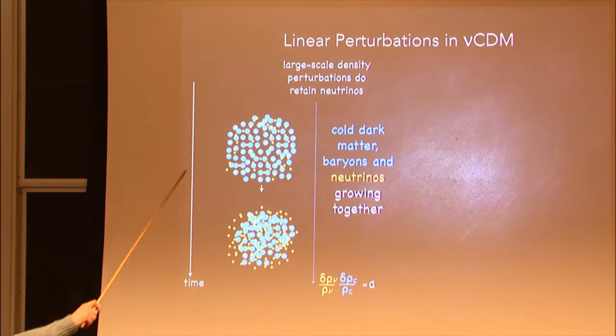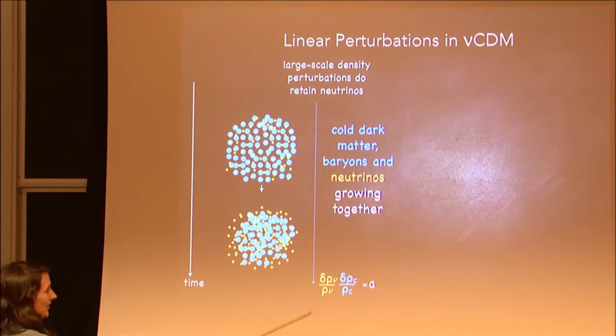So if I'm looking at a really large scale density perturbation, which is coherent in cold dark matter, baryons, and neutrinos, then all of these overdensities will grow together. The neutrinos don't move very much, and I have the usual growth of structure, ignoring lambda for the moment, where linear perturbations just grow as the scale factor.